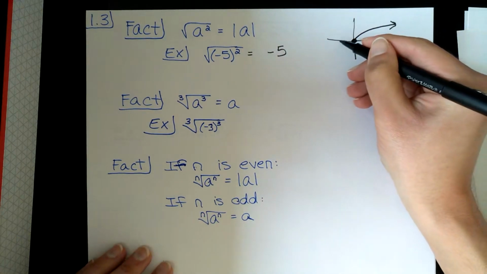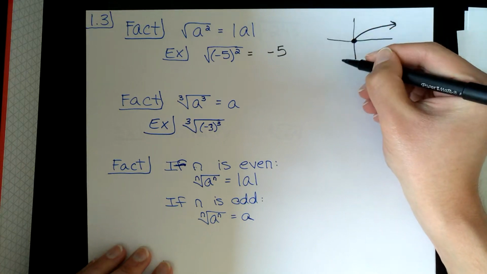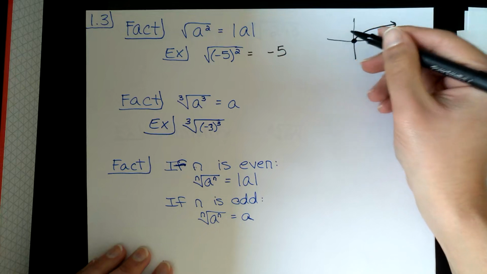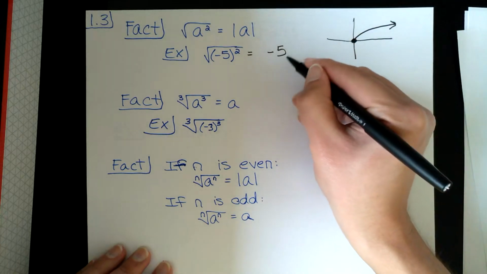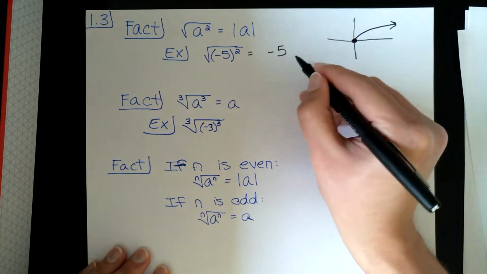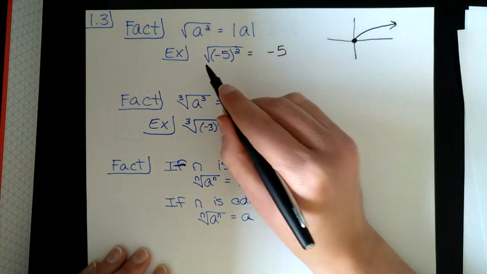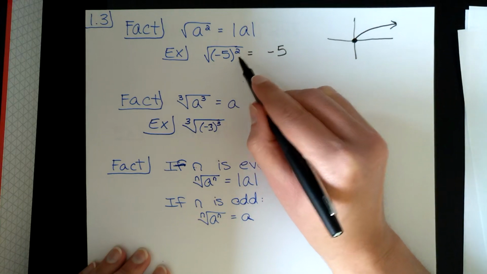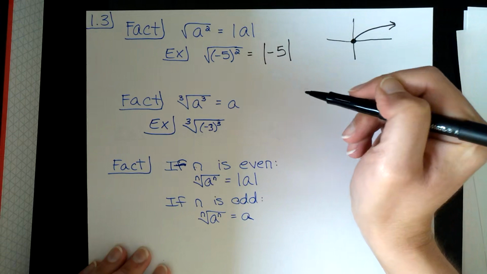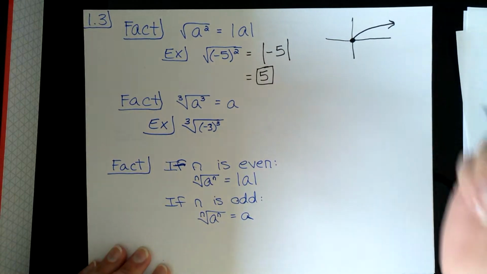Notice that if you plug in any negative numbers, there is not a y value as a result, meaning you cannot get a negative y as your output, meaning you cannot get a negative answer when you take a square root. So this cannot be possible, which is why we have this absolute value here. The square root of the quantity of negative 5 squared is the absolute value of this negative 5, which gives us positive 5.